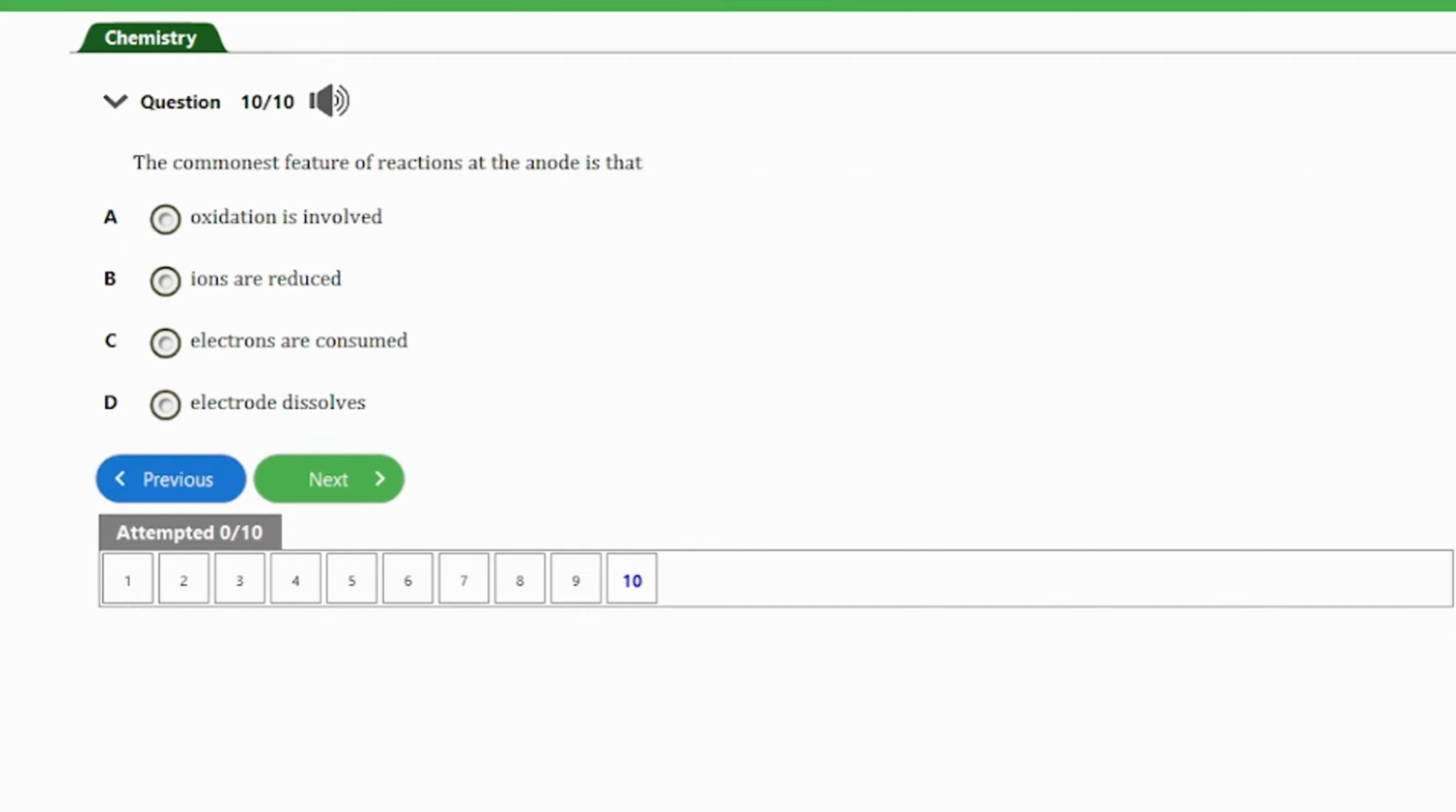It says, the commonest feature of reaction at the anode is that A, oxidation is involved, B, ions are reduced, C, electrons are consumed, D, electrode dissolves. So guys, the answer to this question is option A, oxidation is involved. So remember that oxidation is electron loss, and that's the correct answer to this question, guys. So that will be all for this video.